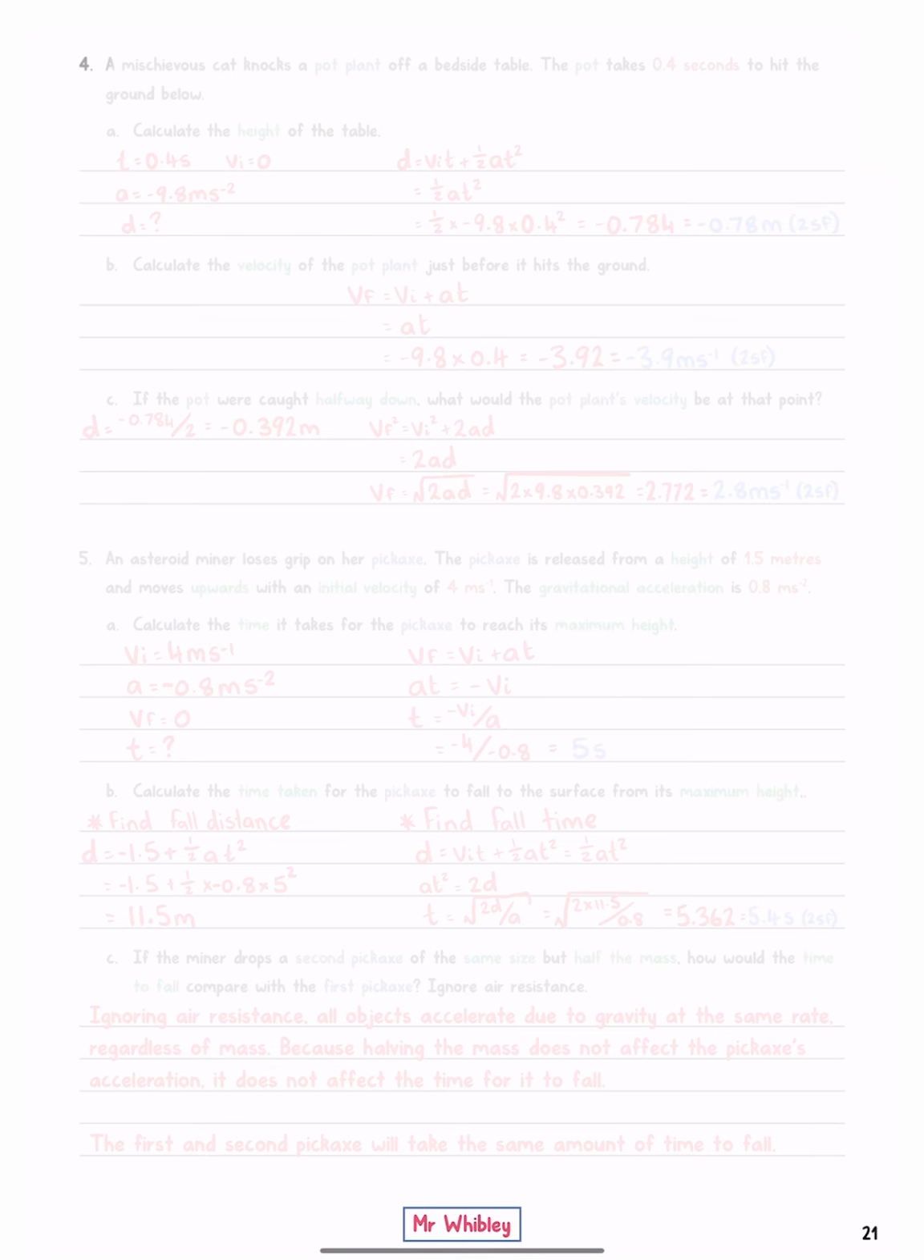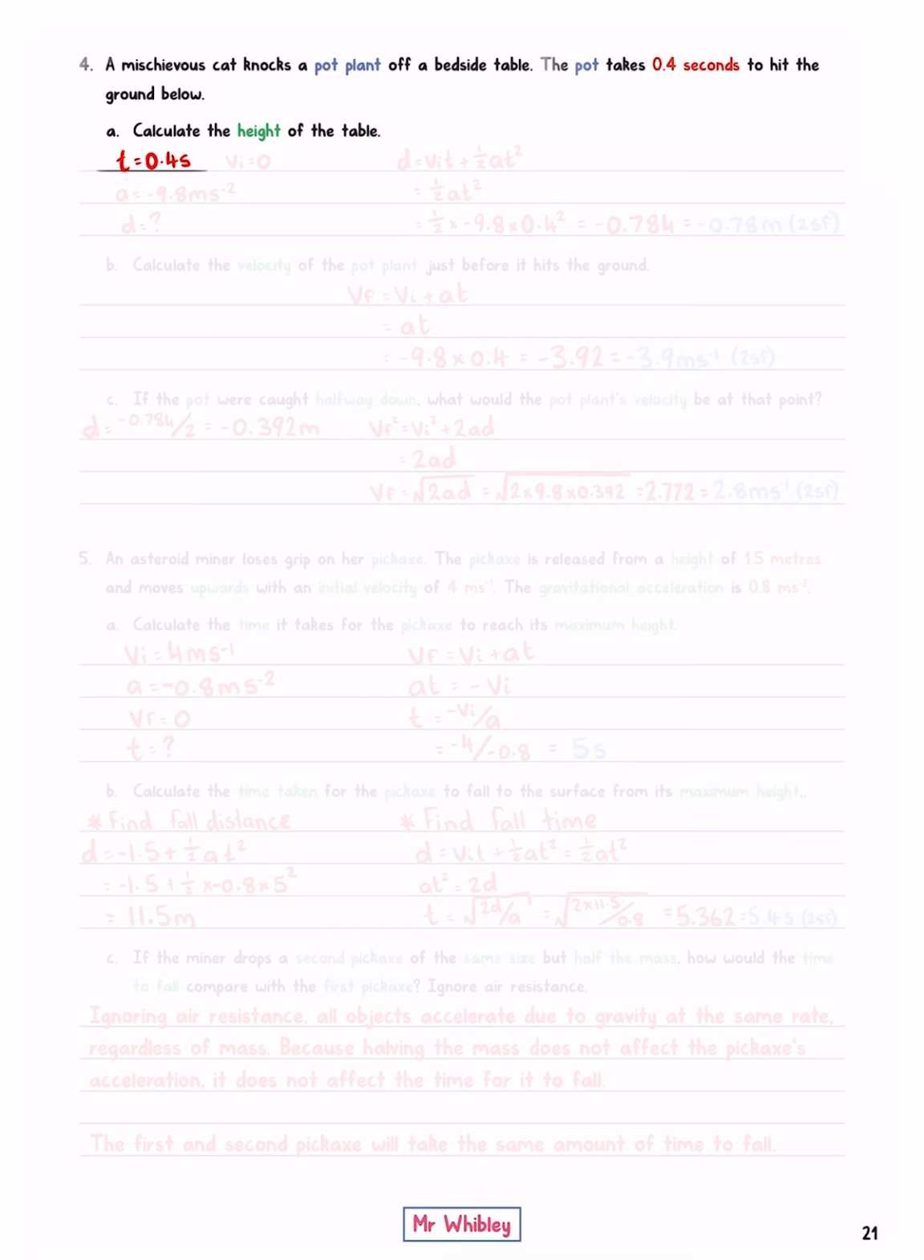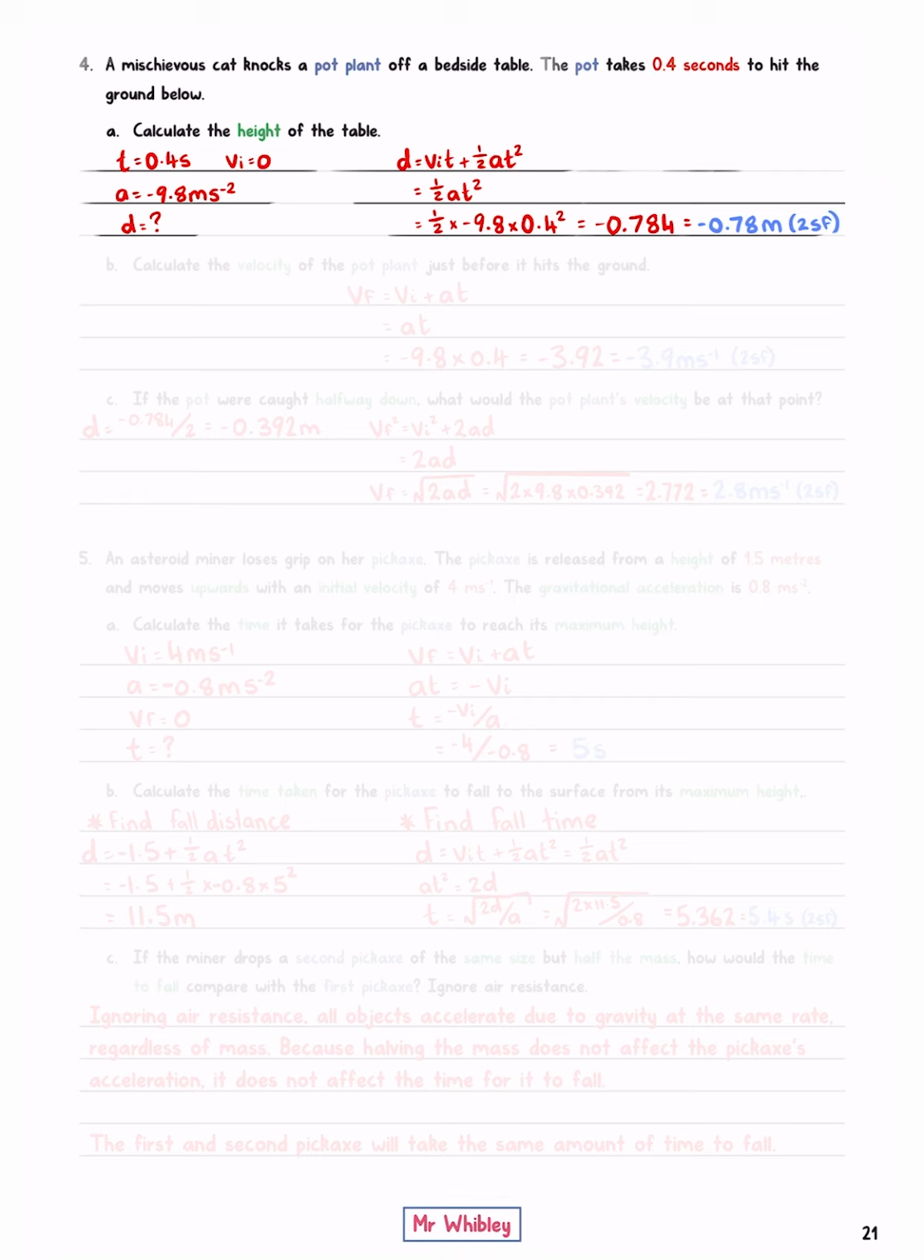Question 4. A mischievous cat knocks a pot plant off a bedside table. The pot takes 0.4 seconds to hit the ground below. Calculate the height of the table. We know it takes 0.4 seconds, our initial velocity is 0, our acceleration due to gravity is negative 9.8, and we want to find the distance. We therefore choose the equation without the final velocity, which is this one here. Vi is 0, so this becomes 1/2 at squared. Putting our numbers in gives us negative 0.784, or negative 0.78 meters to two significant figures.